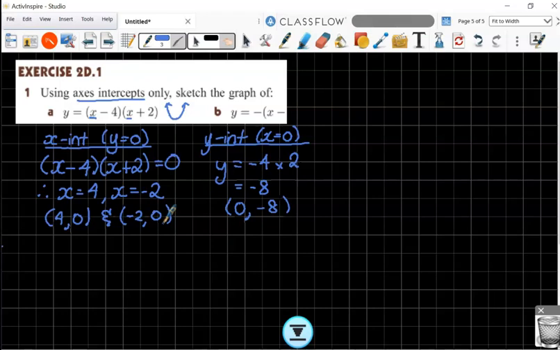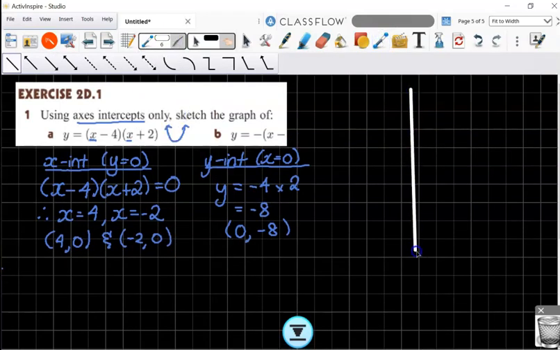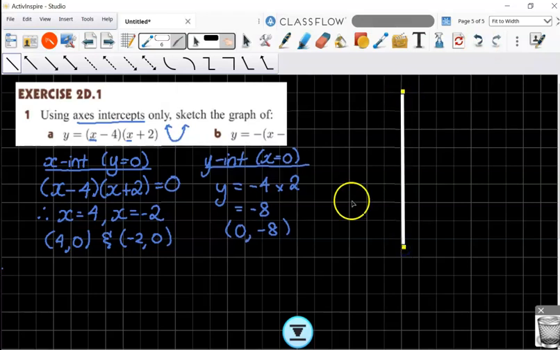So now we want to sketch our graph. Have a look at your axes first. We're going to go through 4 and then minus 2 and down to minus 8. So I'm probably going to, oh, that's crooked. And down to minus 8.